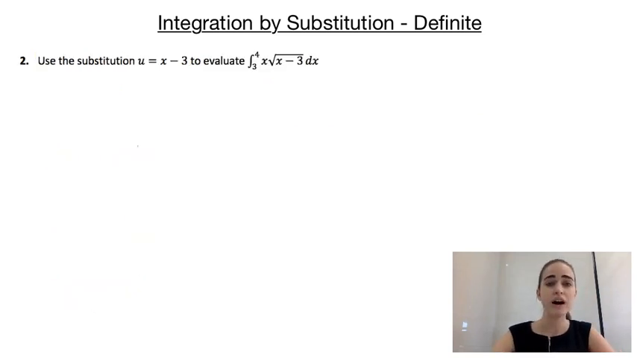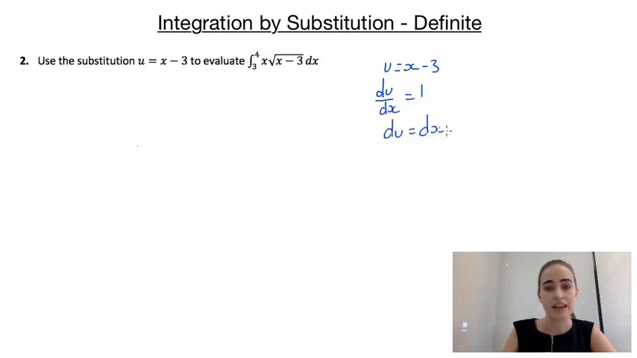Our second example asks us to use the substitution u equals x minus 3 to evaluate the integral between 3 and 4 of x times the square root of x minus 3 dx. So again, off to the side, we're going to do a pile of work before we even actually start integrating. So if we know that u is equal to x minus 3, that means that du dx would just be equal to 1, which means that du is equal to dx.